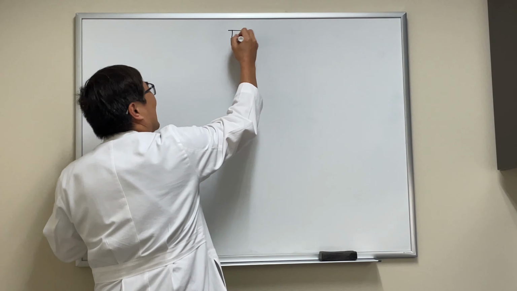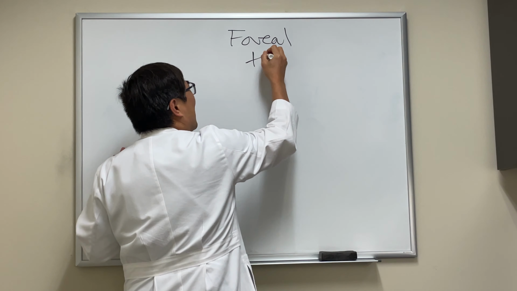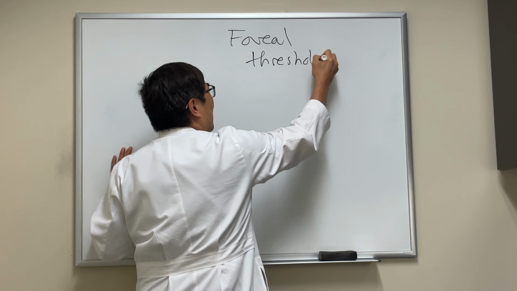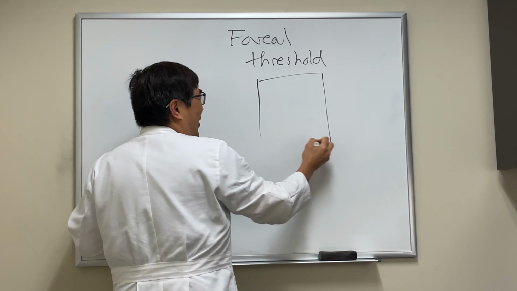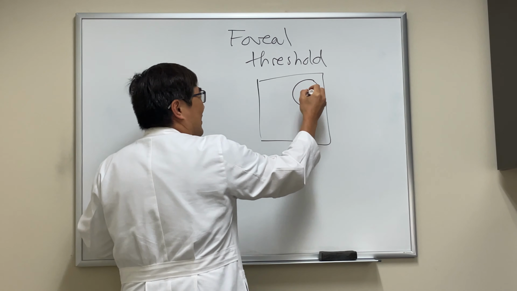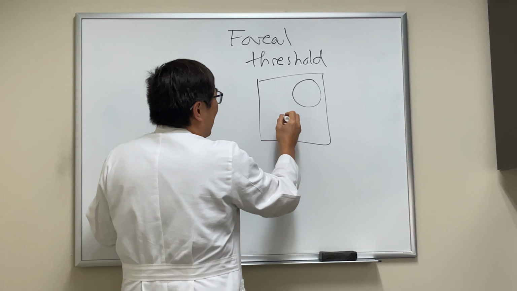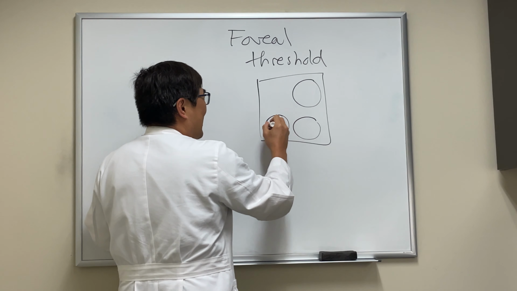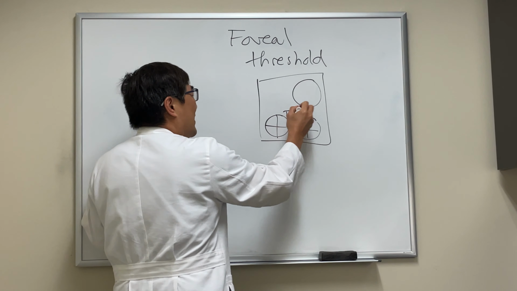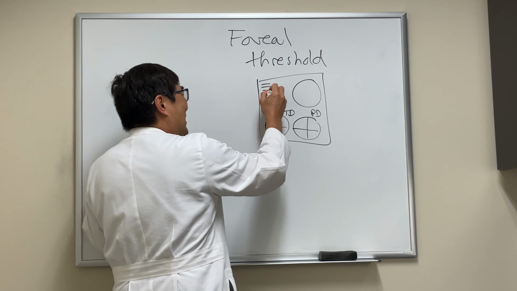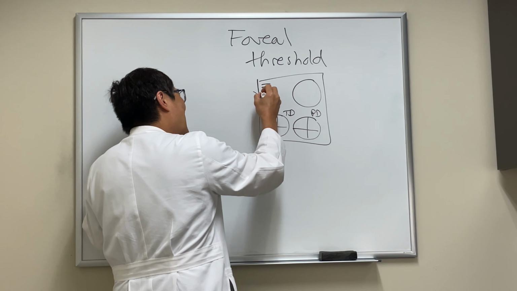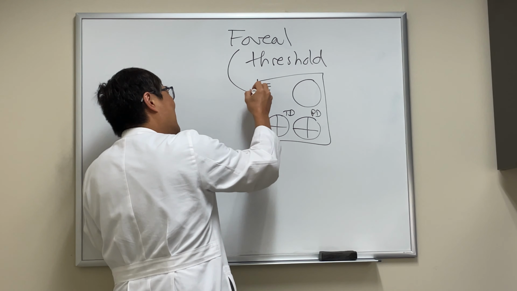So someone asked about the foveal threshold in automated perimetry. If you have a Humphrey visual field, as you know, you've got the grayscale up here, the total deviation and the pattern deviation, and all the reliability indices. Somewhere up around here is the foveal threshold.